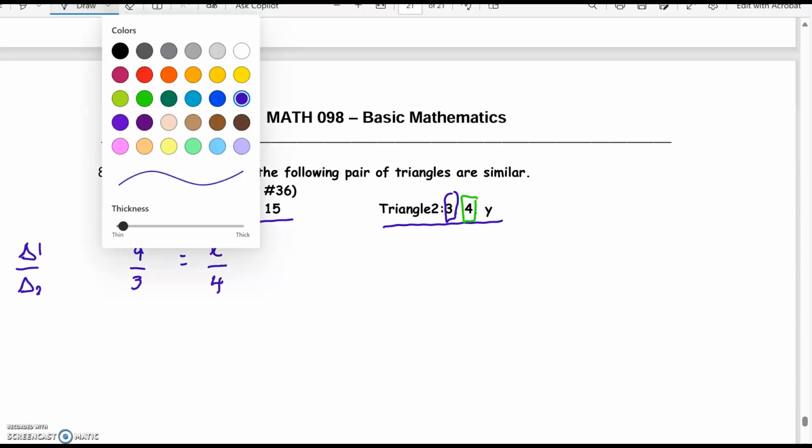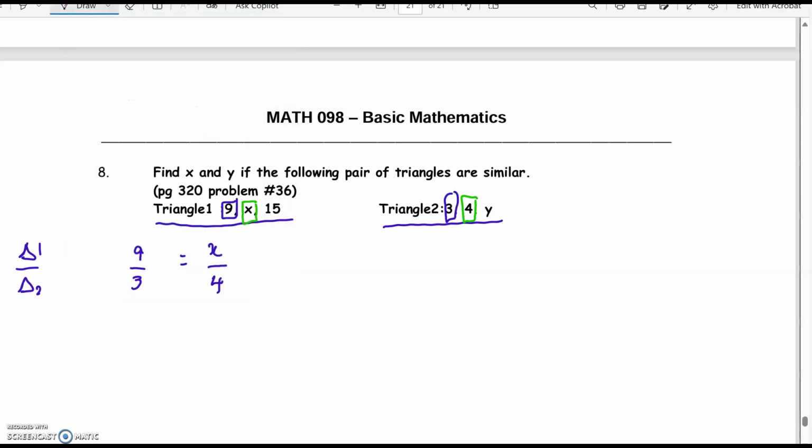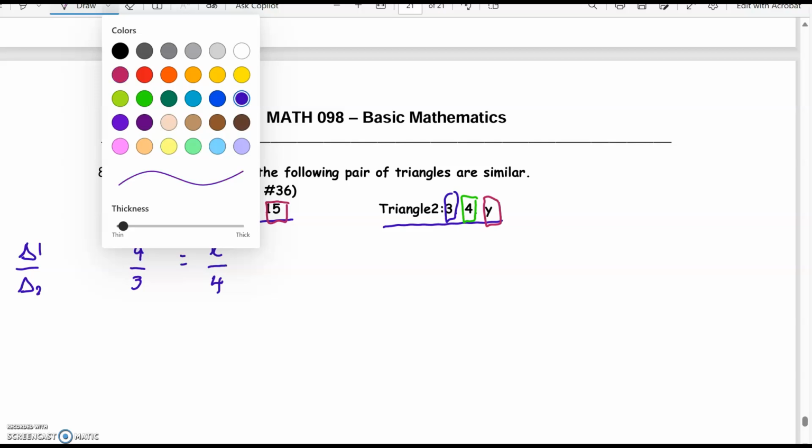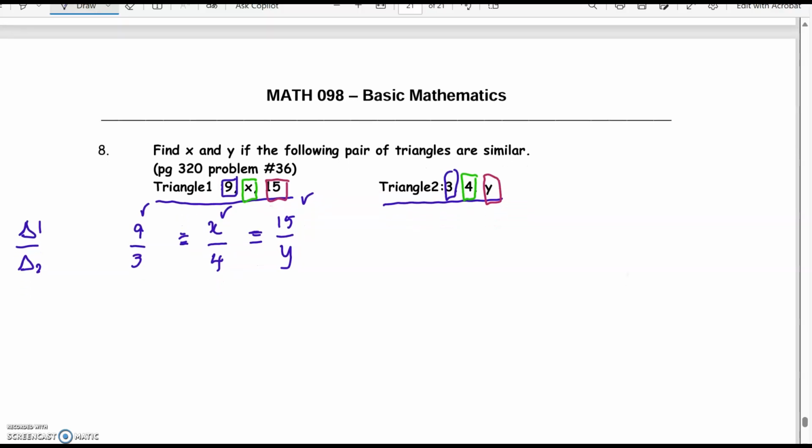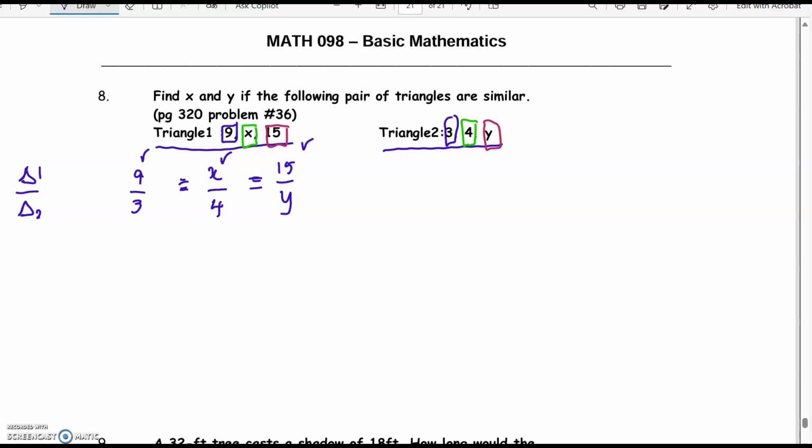The next corresponding side is 15 and y. So that would be equal to 15/y. So what we have here is the ratio. These are the ratios of the corresponding sides, and they all have to be equal. So now we have to solve for x and y.